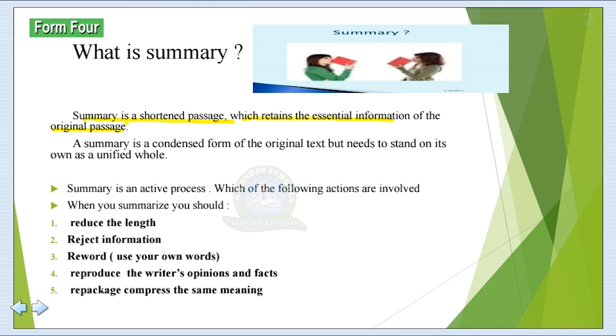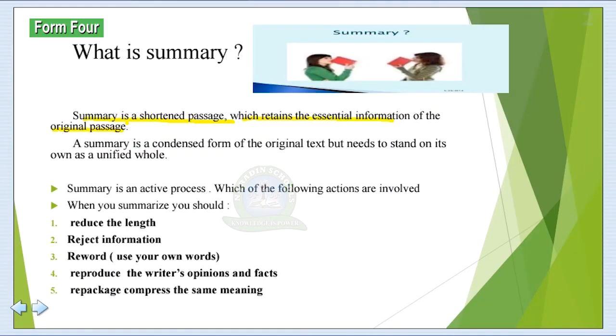So you need to take the essential information or the key points. The key points, not examples and other details. You don't need more details. So if the passage is 150 words, you need to summarize around 50 words. Summary is a condensed form of the original text that needs to stand out as a unified whole.